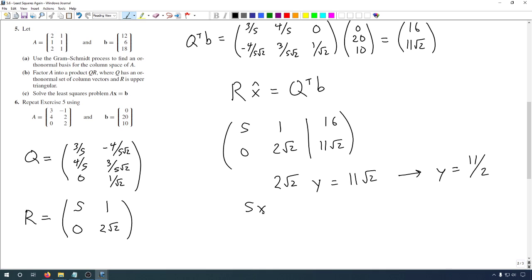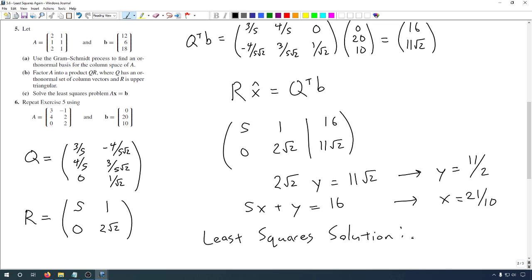We have 5x plus y is equal to 16. If y is 11 over 2, what do we get? We get that x is 21 over 10. So our least squares solution is 21 over 10 and 11 halves.